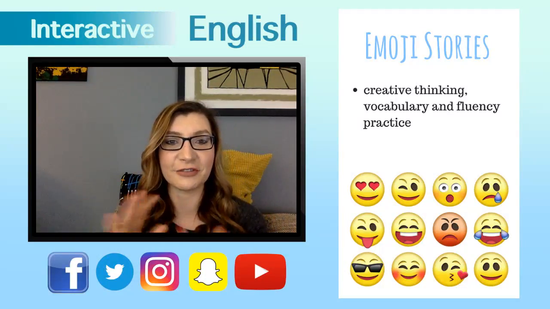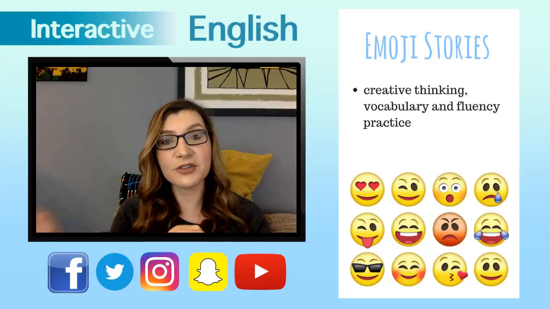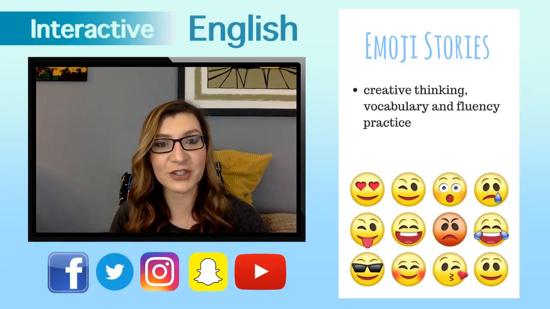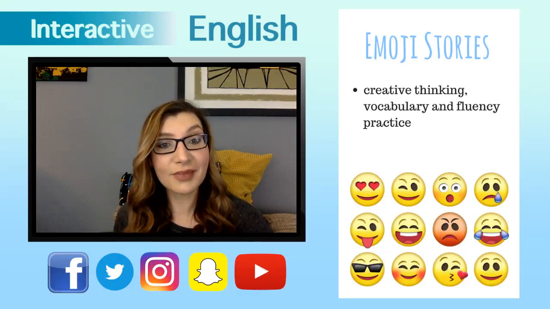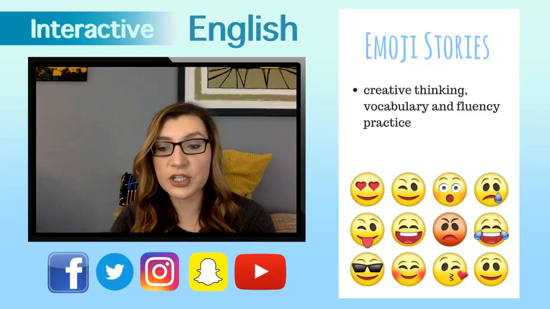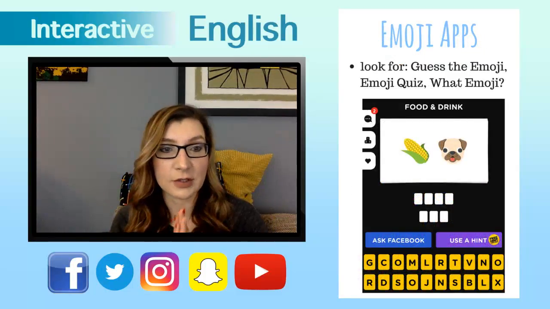And my favorite one, the emoji stories. We were looking at different random emojis and we put them in a sentence. We created funny sentences, funny stories, and we got very creative with the different kinds of emojis. And of course, we looked at the apps as well.